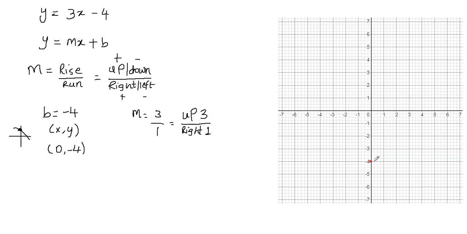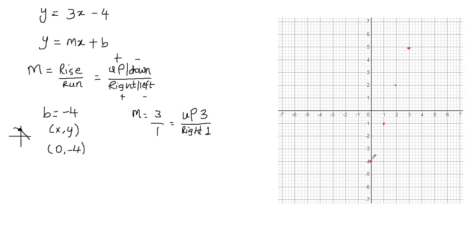Now, all we need to do is to plot a few more points to graph this line. And I'm going to use my slope to plot a few more points. We set that slope as 3 over 1. That means we have to go up 3 and right 1. So I'm going to go up 3 from this point, 1, 2, 3, to the right 1. And I got another point. And I can keep repeating this process to get a few more points on the graph. So let's go up 3, 1, 2, 3, to the right 1. And I can keep going in this direction.